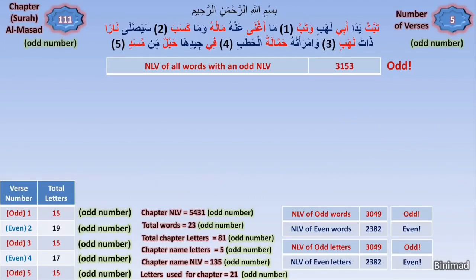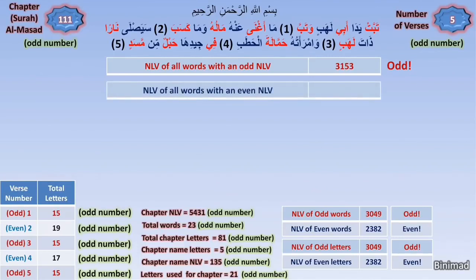We repeat this process, but this time we select all words in this chapter with a total numerical letter value that is an even number, and stunningly, their total is 2,278, which is an even number. Subhanallah. Again, the amazing harmony of this mathematical theme is highlighted.